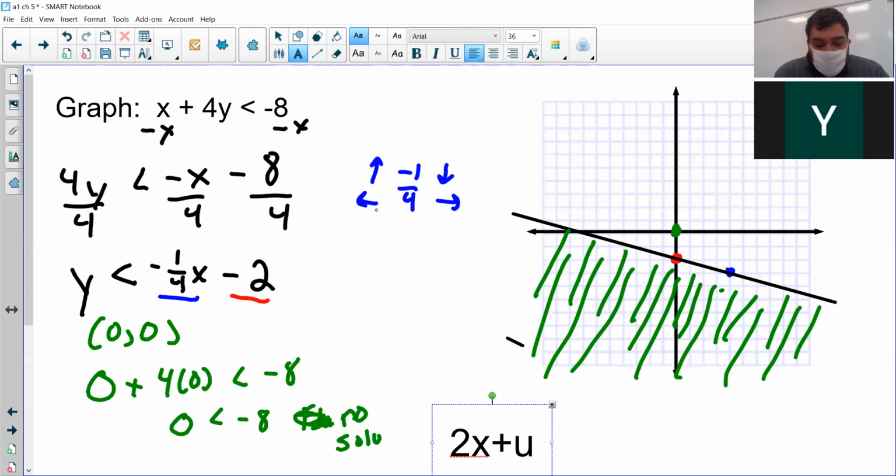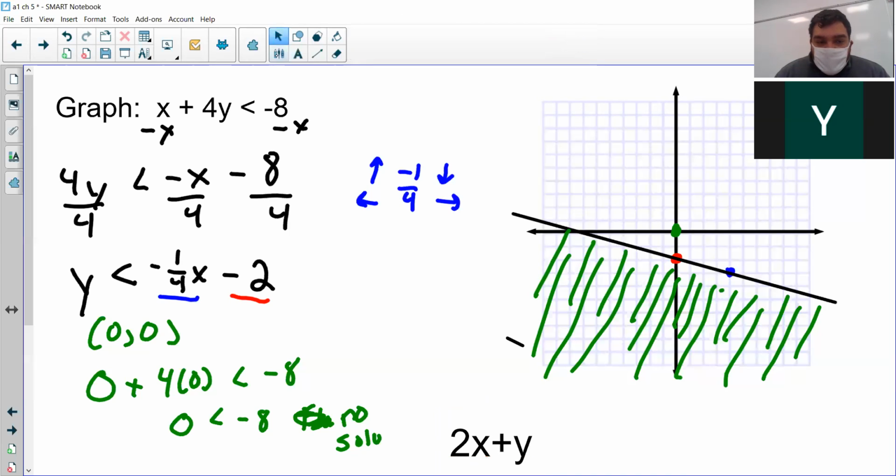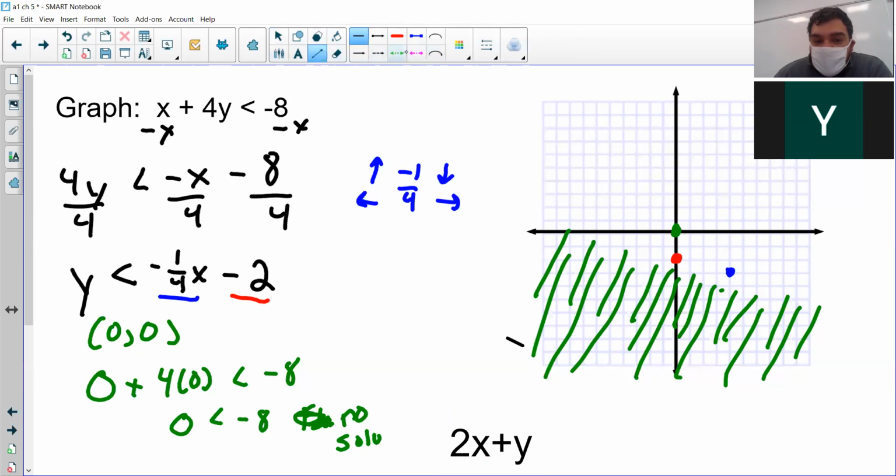2x plus y... Oh, I'm sorry. I have to put this side note. I realized I forgot this, so take this into consideration. This is a less than or greater than, not a less than or greater than and equal to. Because it's not an equal to, we don't want to use a solid line. We want to use a dotted line instead.